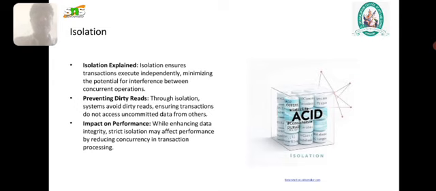And the impact on performance: while enhancing data integrity, strict isolation may affect performance by reducing the concurrency of transaction processing. Data integrity is enhanced, but performance may be affected by reduced concurrency. That is the main impact on performance.